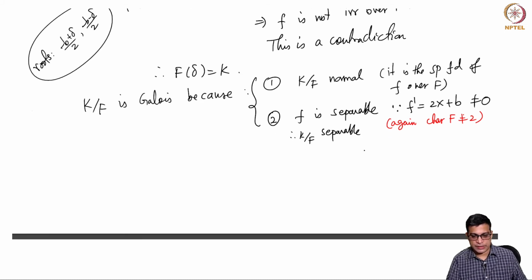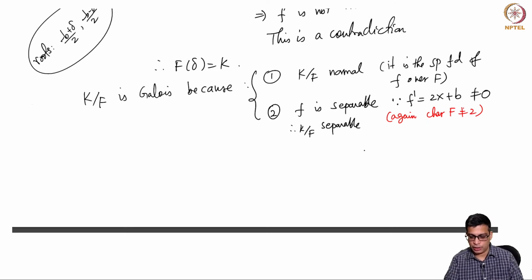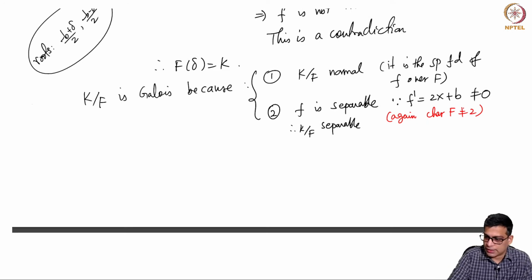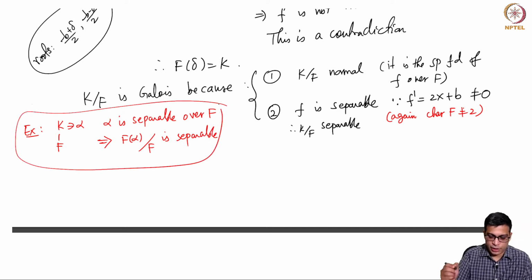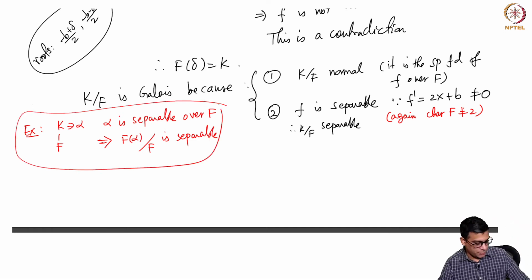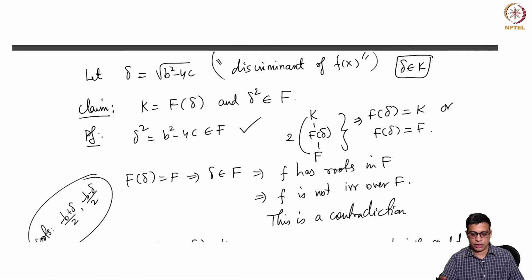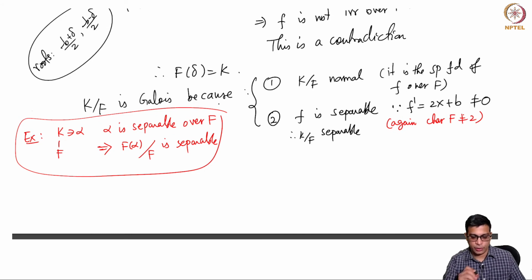Okay, so basically there is a small statement here. This is an exercise about: if alpha is separable over F, then F(alpha) is separable. So all polynomials in alpha will continue to be separable. This is an exercise about separable extensions, which I will not do for now, because that's not the point of this course. So using that, we know that it is Galois.